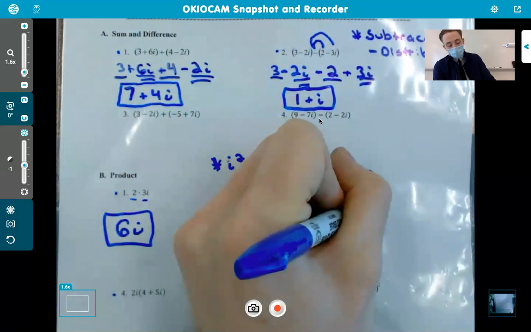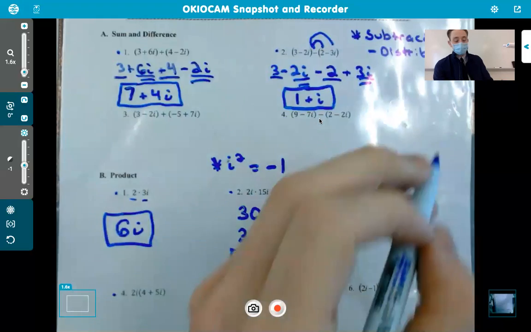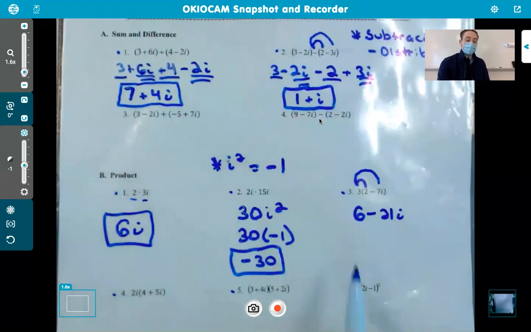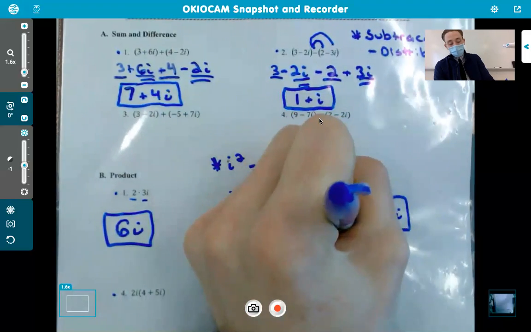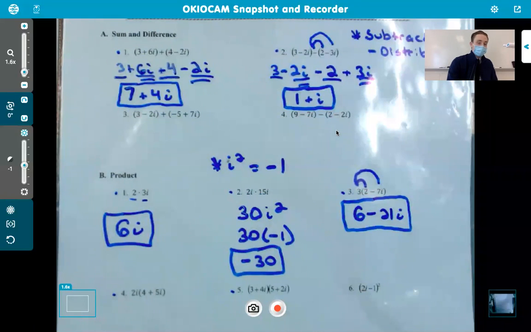Three times 2 gives me what? 6. 3 times negative 7i gives me what? Negative 21i. Can I combine those at all? No, right? I have a real number, an imaginary number. This is how I'm going to leave my answer. And again, just to reiterate a point from earlier, I'm going to write it as the real number first, followed by the imaginary number. Okay.